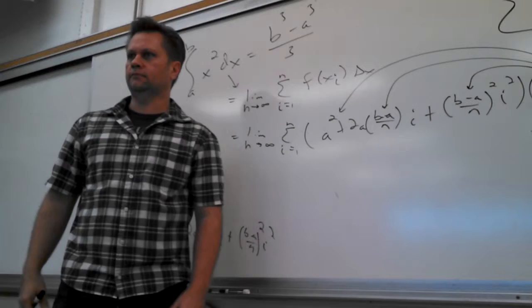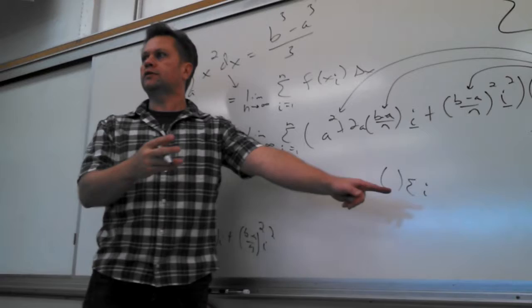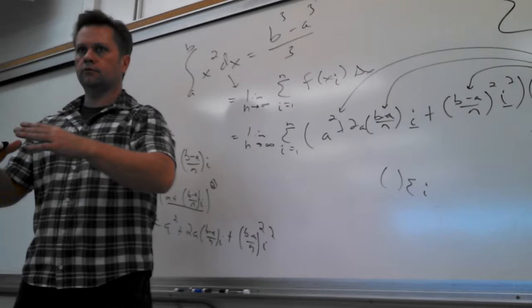Why do I want to preserve it like this? Because I want to eventually get it to be a sum of i with stuff outside, because I know the sum of i, I have a formula for that. The sum of i squared, I know that. I have a formula for that, right? It's right there.